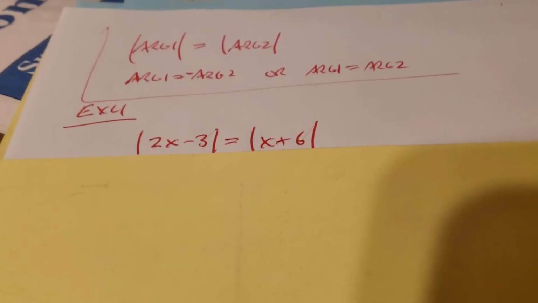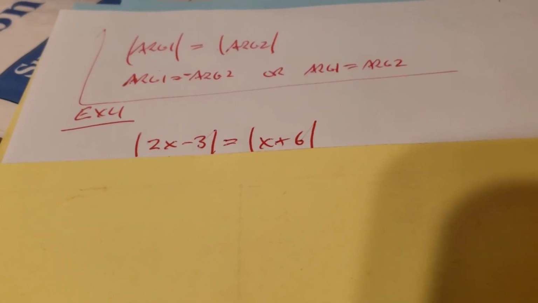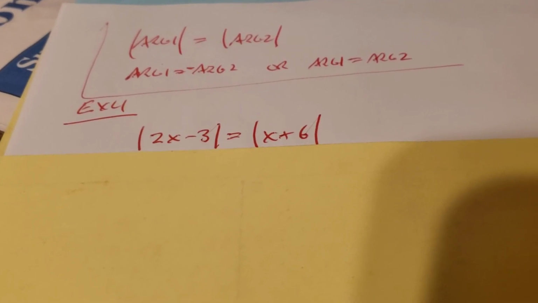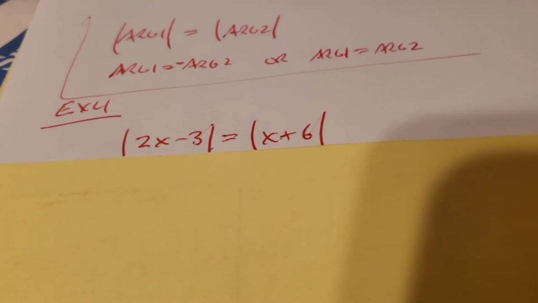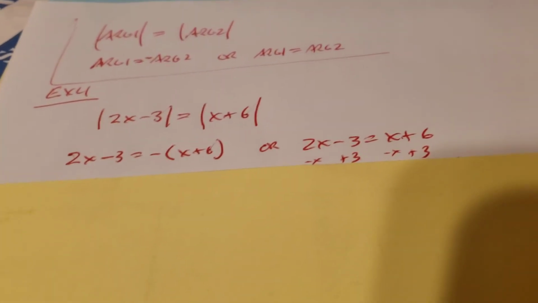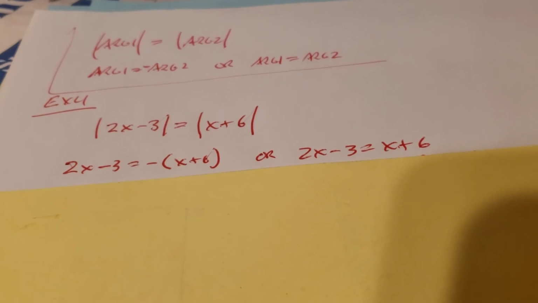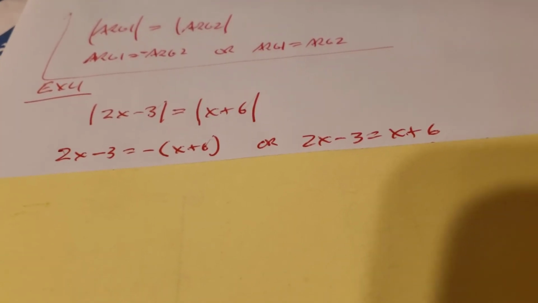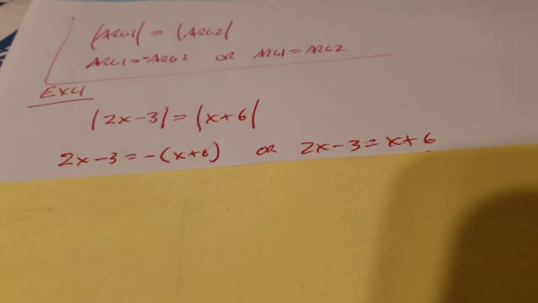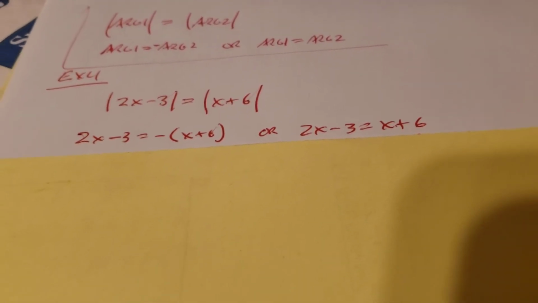With example 4, you see the two absolute values. It's an equal sign. Well, we have two arguments. The first argument is 2x minus 3. The second argument is x plus 6. So this is my freeing the argument all in one line. Argument 1 equals minus argument 2, or just argument 1 equals argument 2.